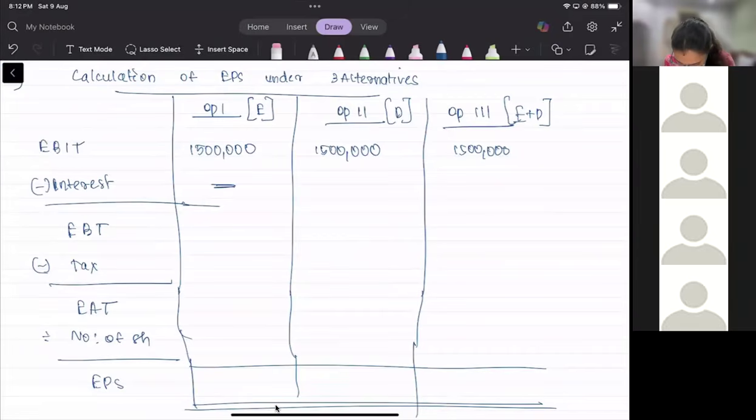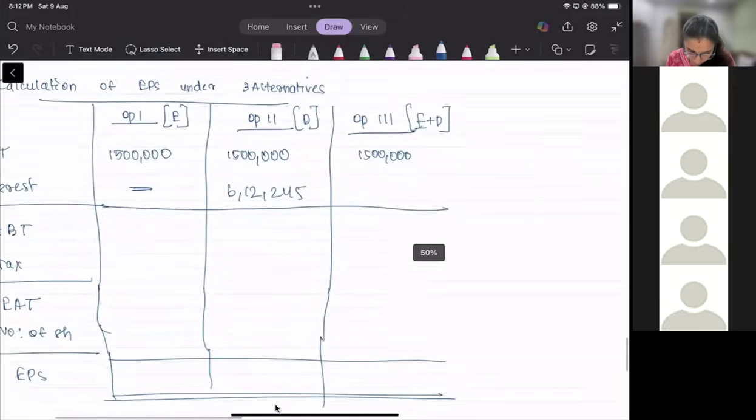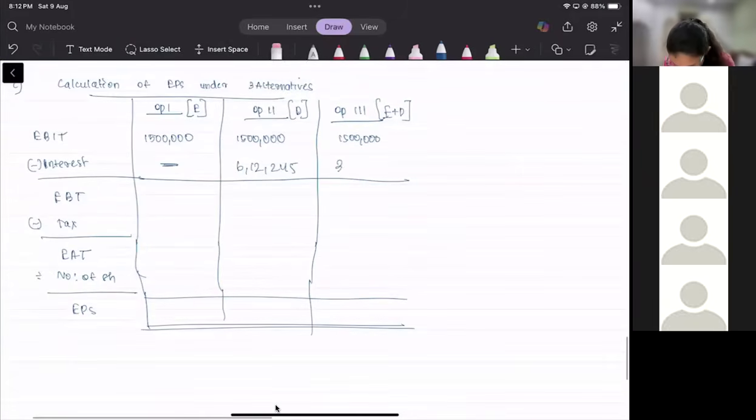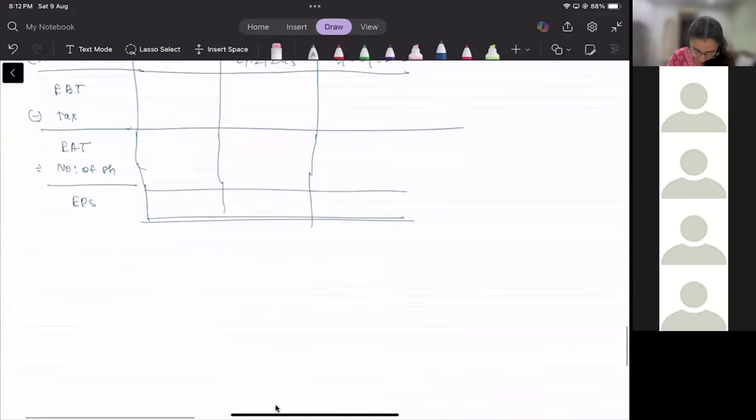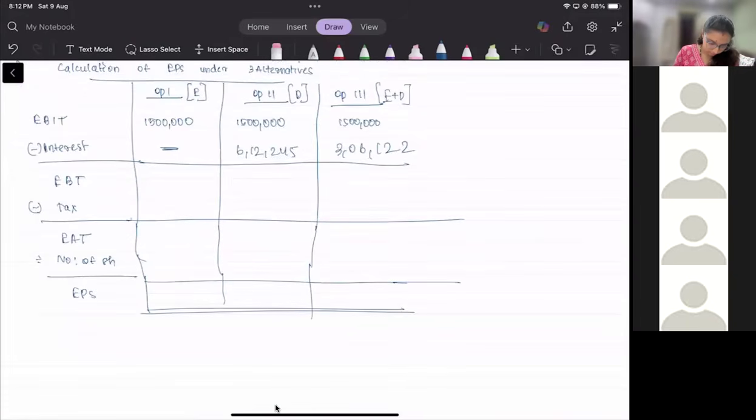In this, we don't have interest because it's an all equity option. This interest we have already found out when we were calculating interest coverage ratio. So you can use that itself. Need not find again. Please find out and tell me the final EPS. Simple. You can do it by yourself. Tax percentage is given. Everything is given. Number of shares also we have actually found out.